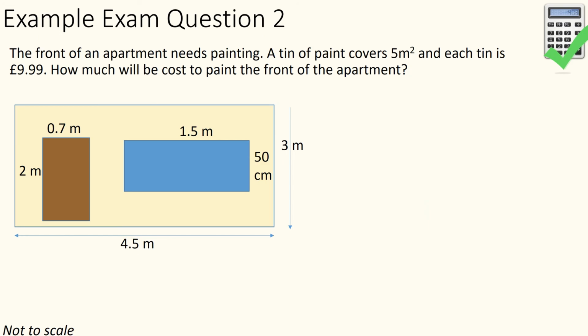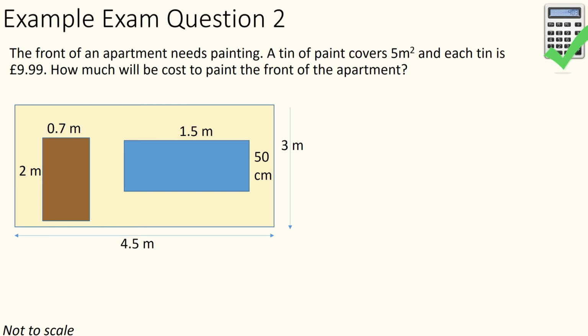Let's move on. So, exam question 2. I've made this a calculator question. So calculator ready. The front of an apartment needs painting. A tin of paint covers 5 meters squared, and each tin is £9.99. How much will it cost to paint the front of an apartment? This is quite a long question, and this one will be worth 4 to 5 marks.